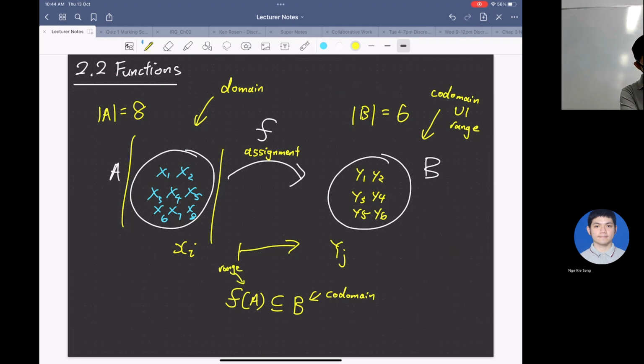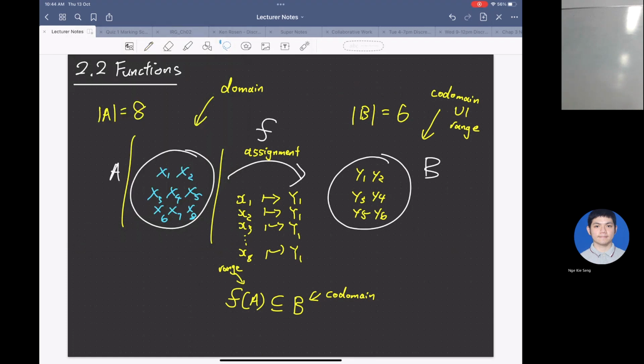Okay, so you might not reach all the points here. Maybe I can do something stupid. I can say I want to send x1, x2, x3 up to x8 to just y1. To just y1 here. Okay, then this is the range I get. So this is my range.